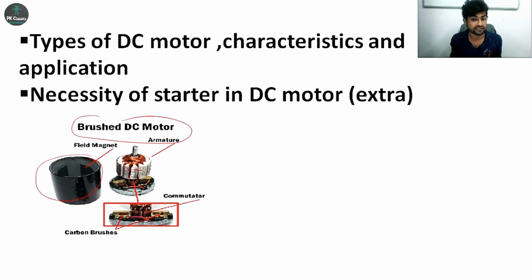And next there is a commutator. Commutator supplies current to the armature conductor. And next there are brushes. Brushes supply current to the commutator. So commutator is like a rectifier as well as an inverter. Rectifier for generator, inverter for motor, right?